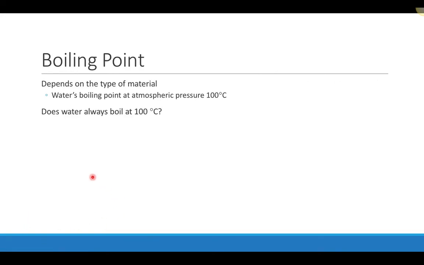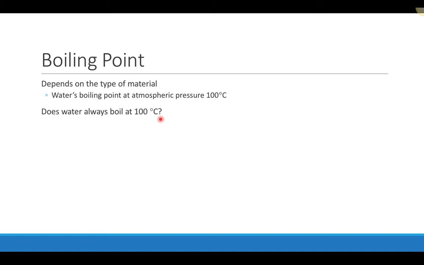So we could talk about the boiling point and the freezing point as well, and what the boiling point might depend on. It depends on the type of material that you have. Different materials are going to boil at different rates. We're going to focus a lot on water just because it's something that we use all the time. But water's boiling point at atmospheric pressure is 100 degrees Celsius. If I talked about some other material, like let's say honey, and I wanted to boil honey, right? It would have a different boiling temperature.